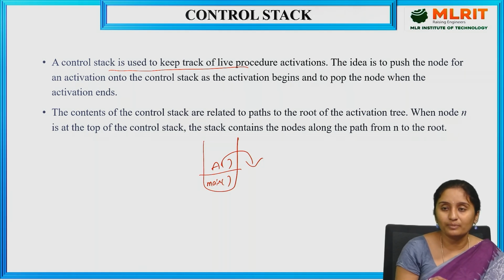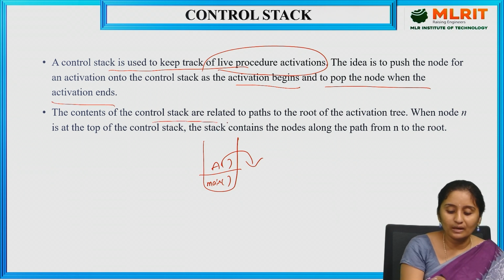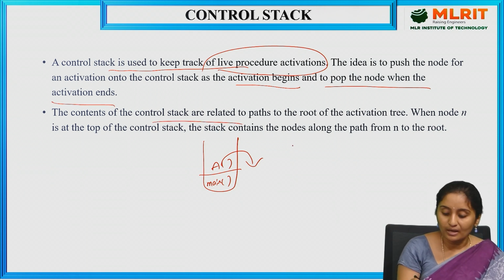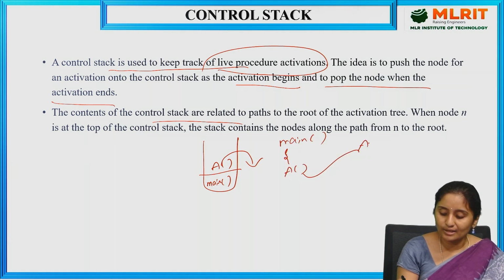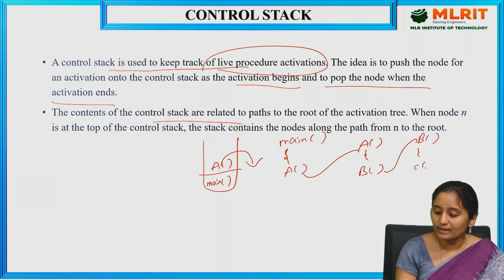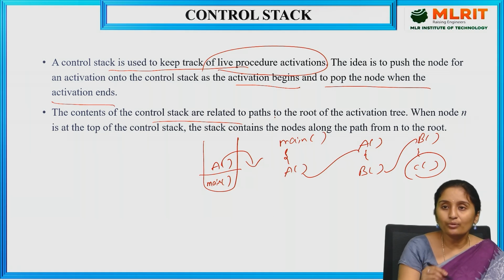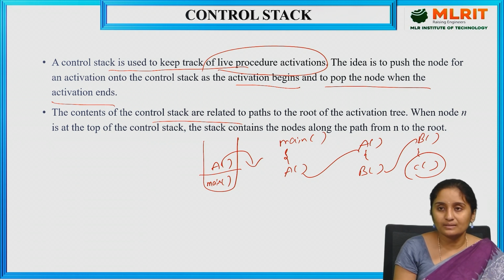Here we are going to keep track of the live procedure activations. The activation begins by pushing the node and pops the node when the activation ends. The contents of the control stack are related to the path to the root of the activation tree. Why? Because I told you main is linked to A, and A should be completed only when B is completed, and B will be completed if and only if C is completed. If C completes, then only B can complete. If B completes, then only A can complete. So there is a root path of that. In that way, the execution is going to be done. And the procedures which are not yet completed are stored in the control stack.